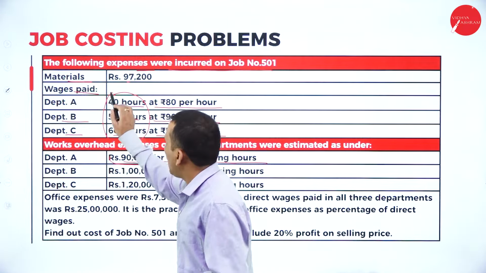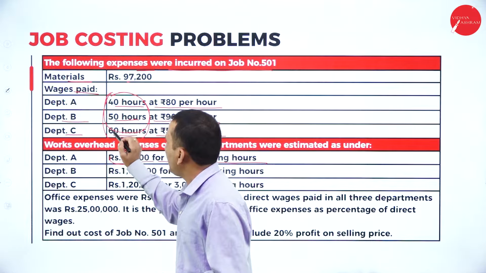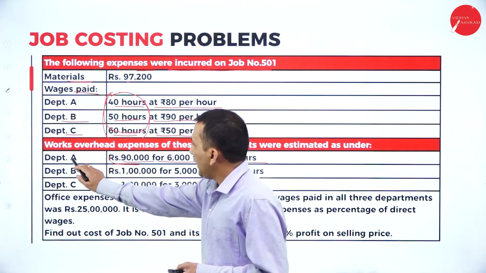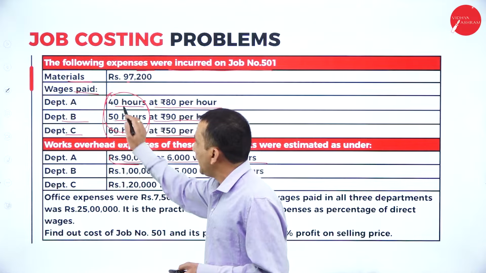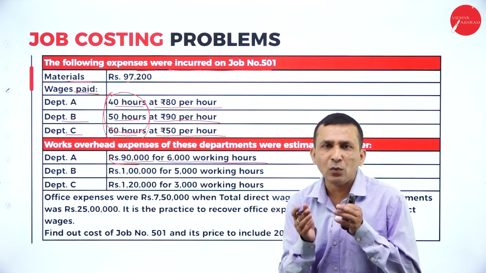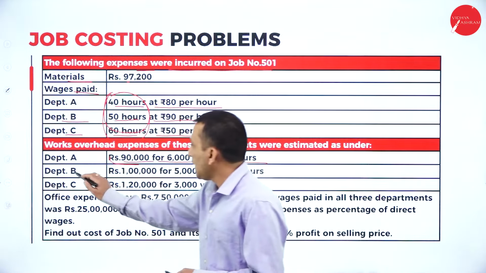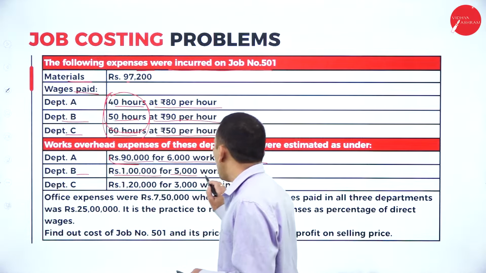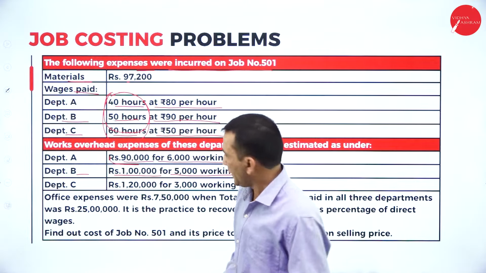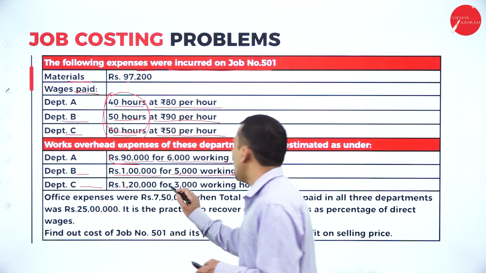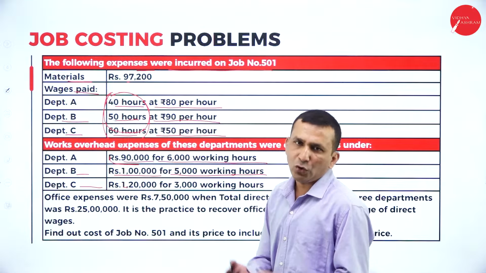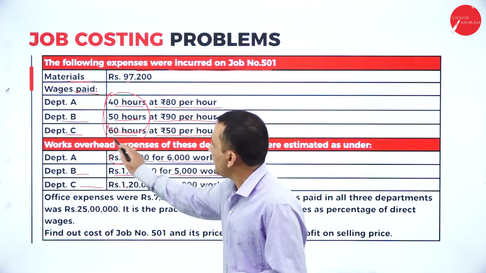Now why did they provide this information? To find out the rate. The normal working hours, 40, 50 and 60, are the respective departments' normal working hours. But whenever you calculate work overheads, we need to consider normal hours, and this information is provided only to find out the rate. Department B rupees 1 lakh for 5,000 working hours. Again, 1 lakh divided by 5,000, you get the rate. And department C 1,20,000 for 3,000 working hours. Same thing, 1,20,000 divided by 3,000, you get the rate. But we need to consider normal working hours.